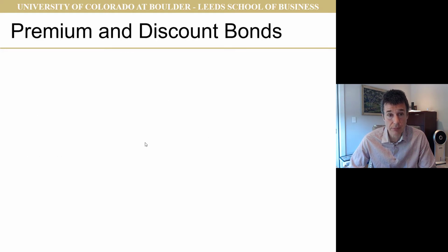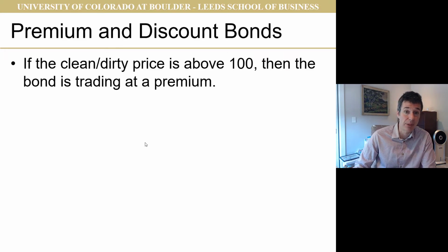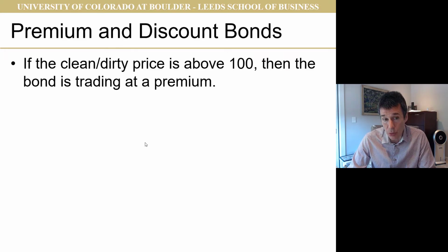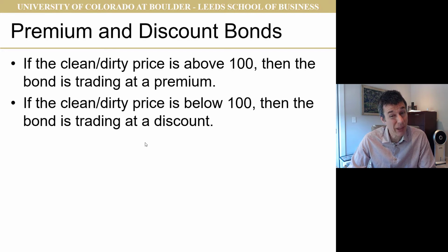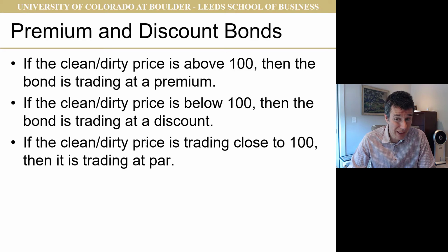Okay, premium and discount bonds. If the clean or dirty price, again, there's only one price here, is above 100, the bond is said to be trading at a premium. If the price is below 100, the bond is said to be trading at a discount, and if it's trading right at 100 or close to 100, it's trading at par.